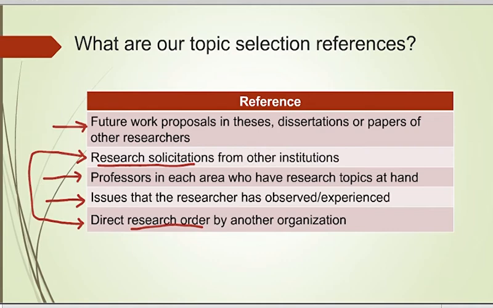The difference between research solicitation and research order is that a research solicitation is sent out, broadcast to everybody, and people may or may not respond to it. A research order is directly addressed to the researcher. Somebody calls you and says, okay, I want you to do research on the area of something, so they directly ask you to do research in some area. That's called a research order.